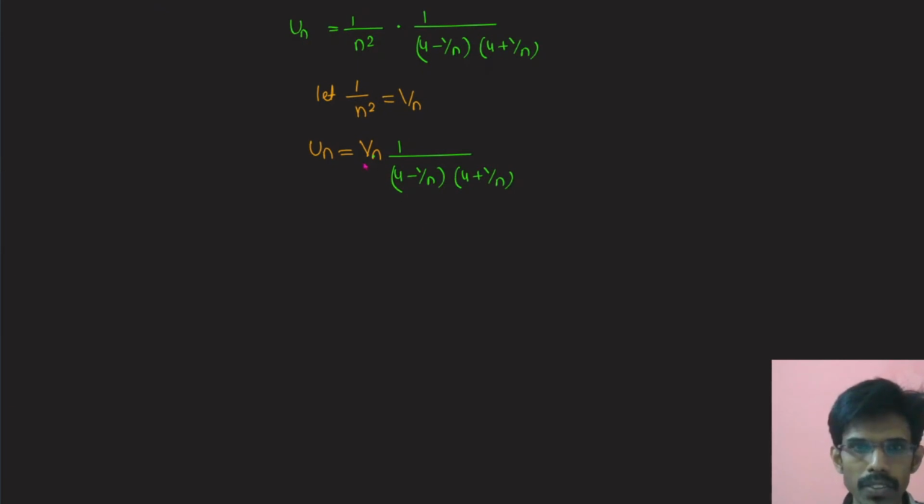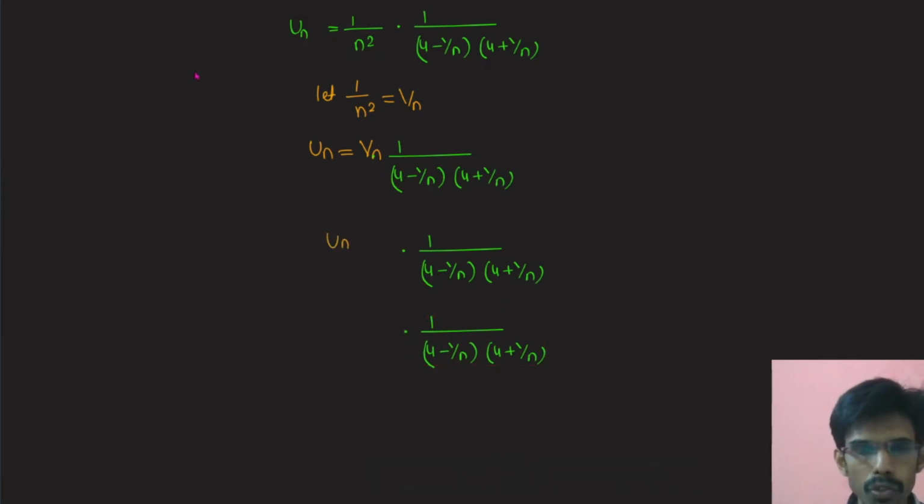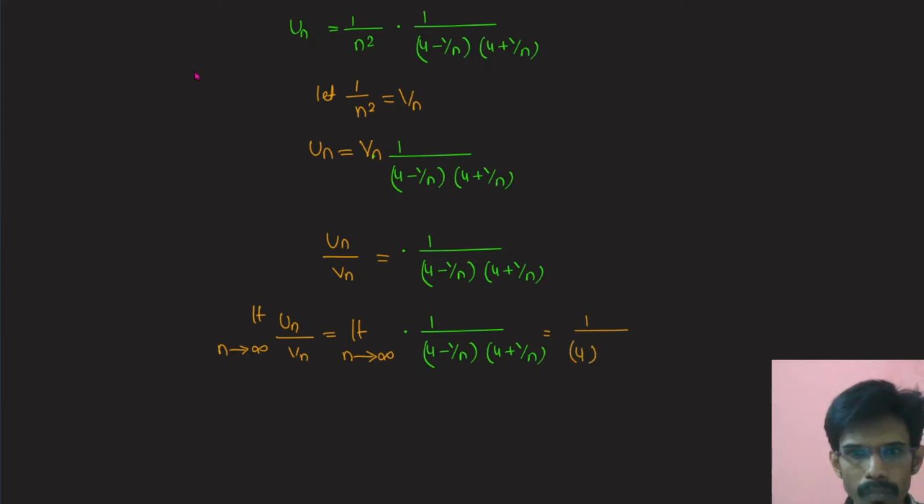Now divide by this term. Now divide both sides by vn. We have this. Now apply the limits on both sides. Limit n tends to infinity of un upon vn. So if n tends to infinity, 1 by n tends to 0. So we have 4 minus 0, which is 4, and 4 plus 0 will be 4. So we are getting 1 by 16, a finite number.